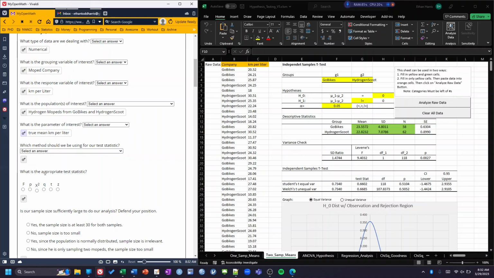Okay, and which method should we be using for a test statistic? It says here that we need to be using a two independent sample t-test for a difference in means with equal variance.